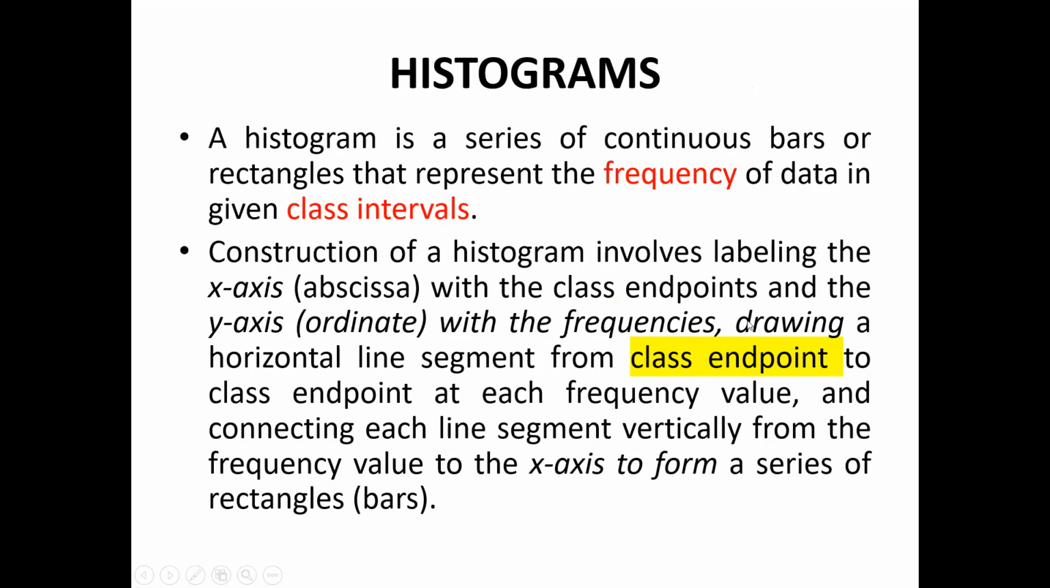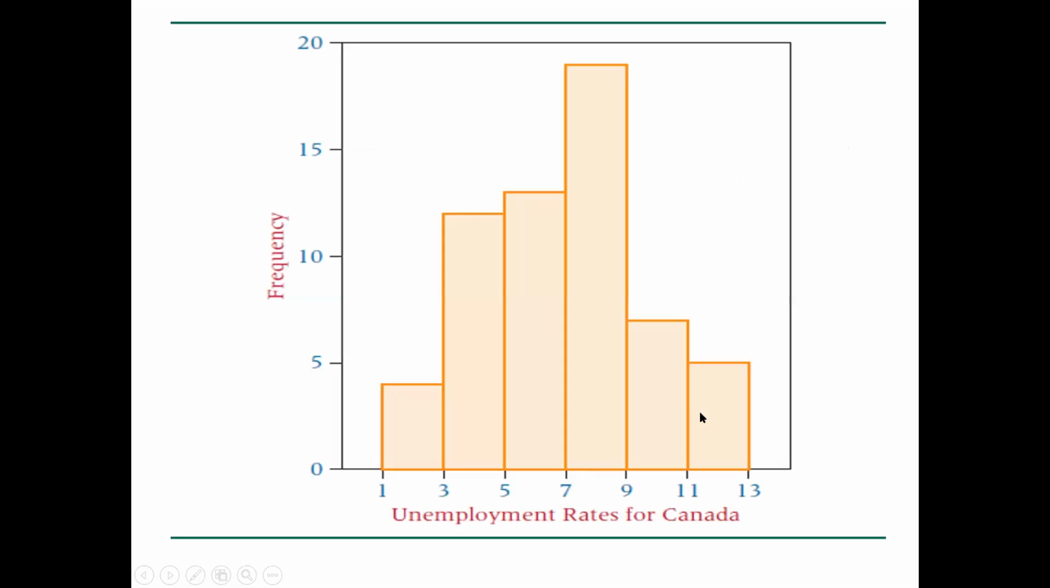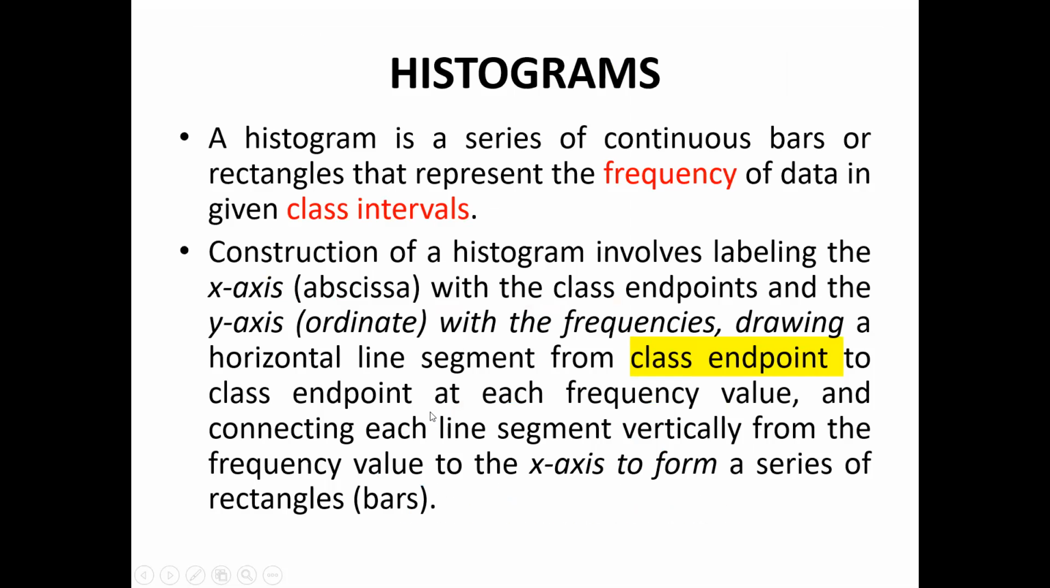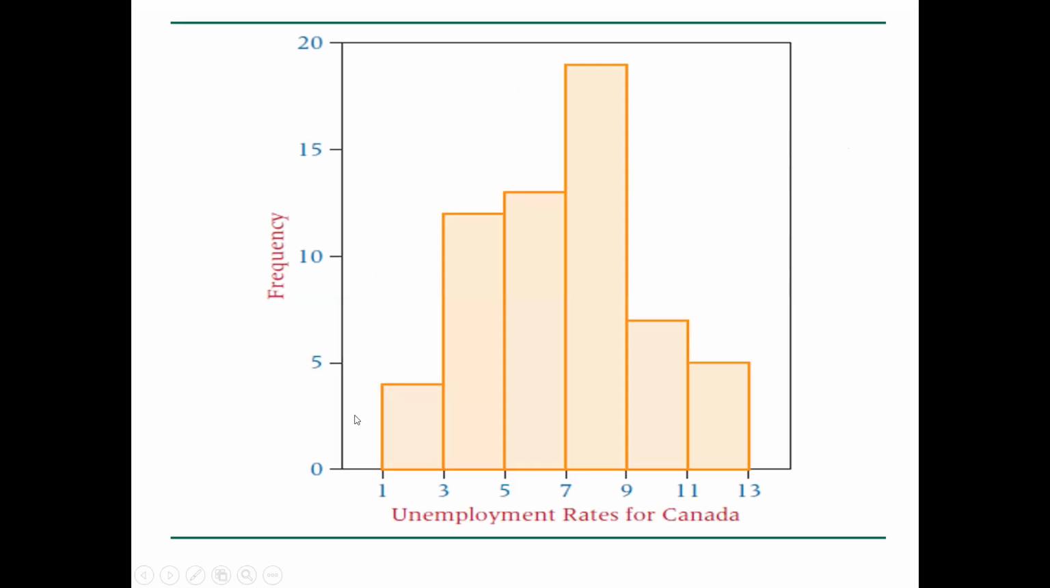Then the y-axis with the frequency, drawing a horizontal line from the class endpoint to the class endpoint at each frequency value. So you will connect from class 1 to its endpoint 3. Here the frequency was 4, similarly the frequency in 3 to 5 you will connect. So from each class endpoint to class endpoint at each frequency value, and connecting each line segment vertically from the frequency value to the x-axis to form a series of rectangles or bars. So this is your histogram.